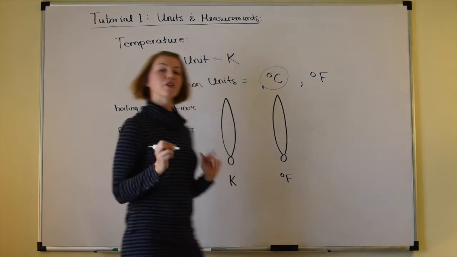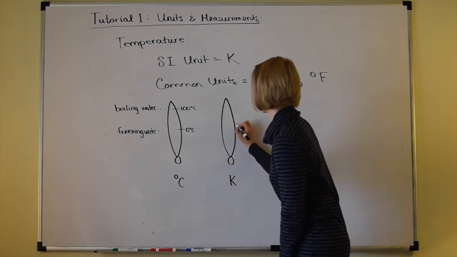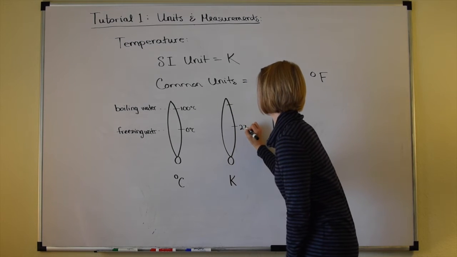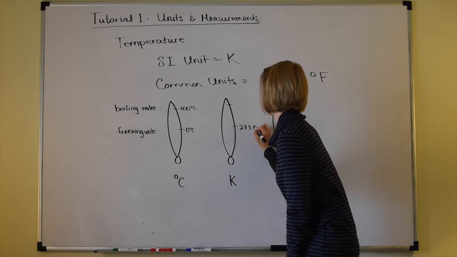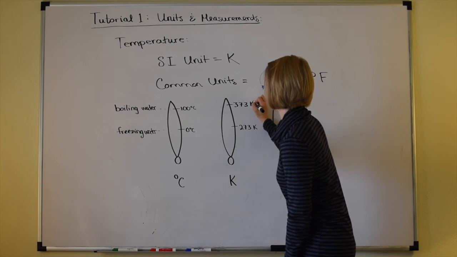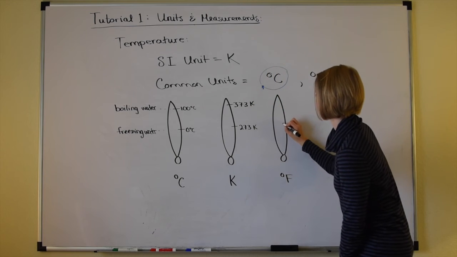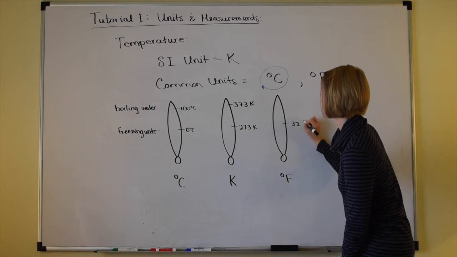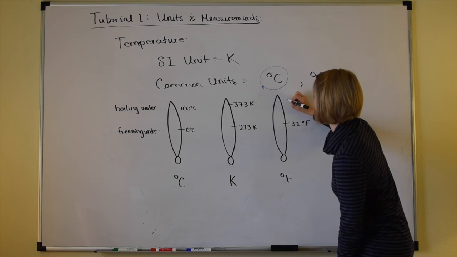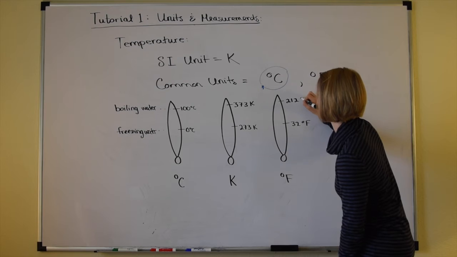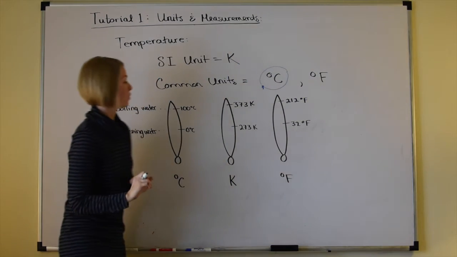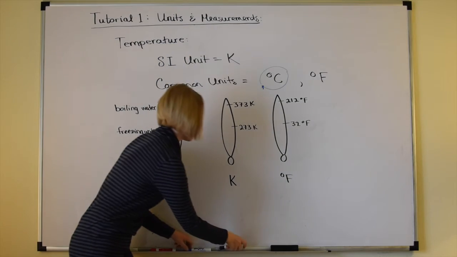Okay. And then we'll do the same thing for the Kelvin scale. So water freezes at 273 on the Kelvin scale, boils at 373 on the Kelvin scale. Okay, and then we'll do the same thing over here on the Fahrenheit scale. 32 degrees Fahrenheit is the freezing point of water, and 212 is the boiling point. And again, this is all on slide 4 for you already.